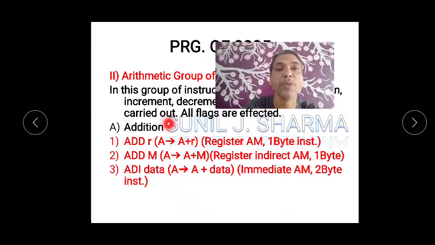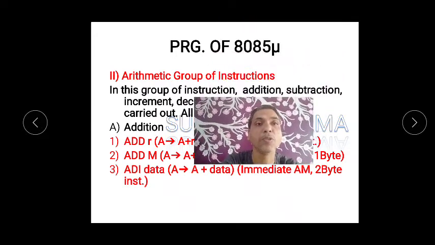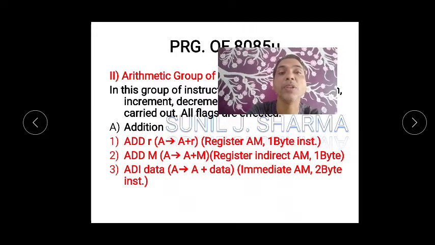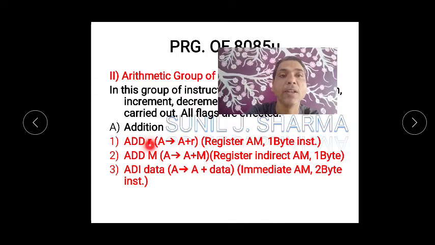Okay, so in this group we will take first the addition. Here we have 3 instructions. We also have 3 more instructions that we will see when we go ahead. So here you can see ADD R, ADD M and ADI data. So addition can be done with 3 things: register, memory and data.